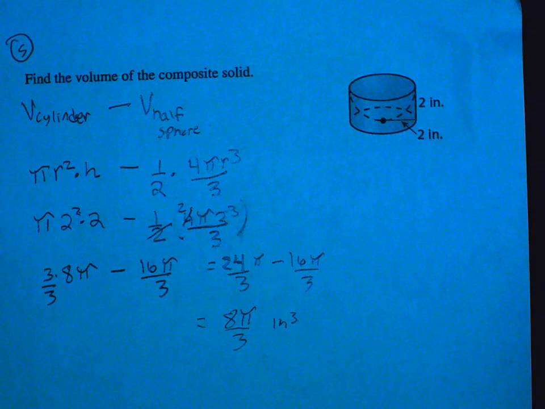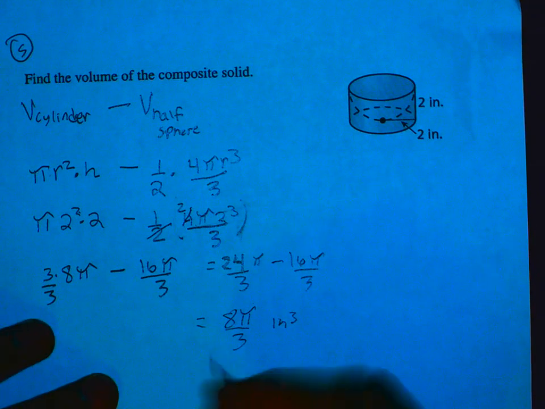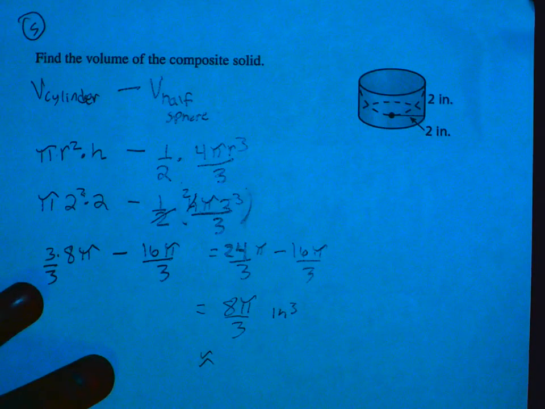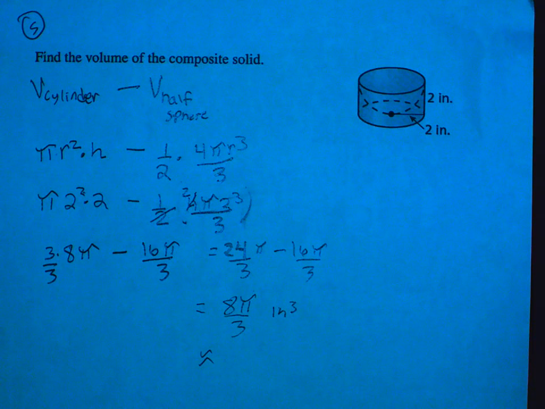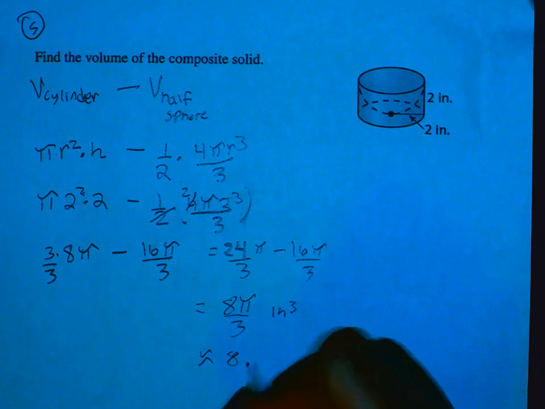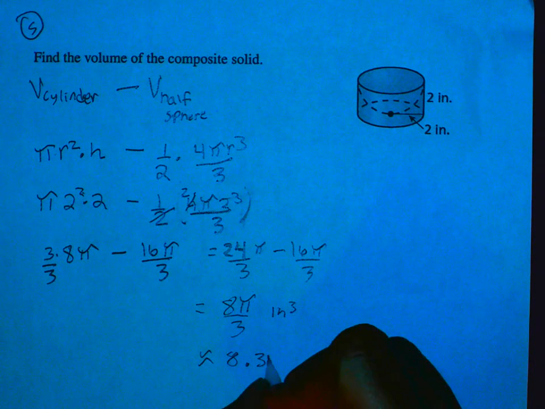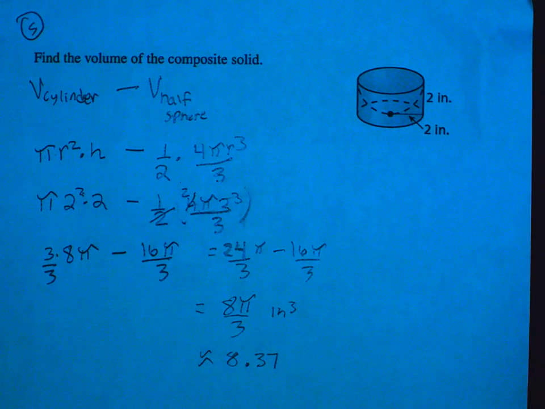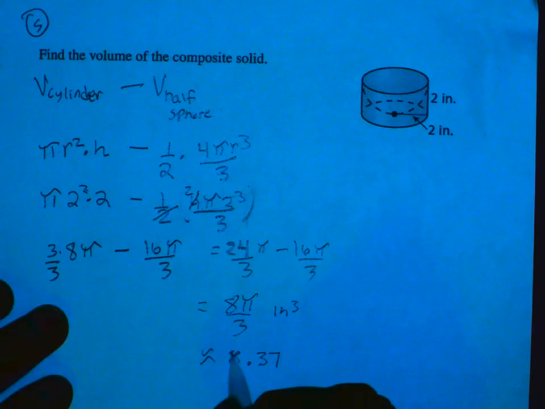But if I want the approximate answer, then I have to plug it into the calculator. So 8 times pi divided by 3 gives me approximately 8.37 or 8.4. It all depends how they want you to round. So these are my two solutions.